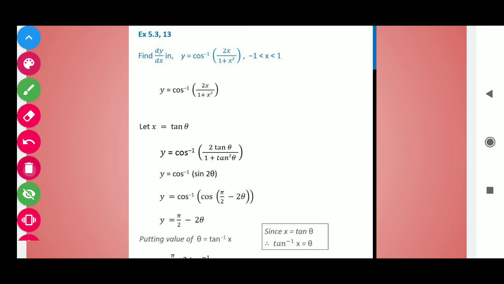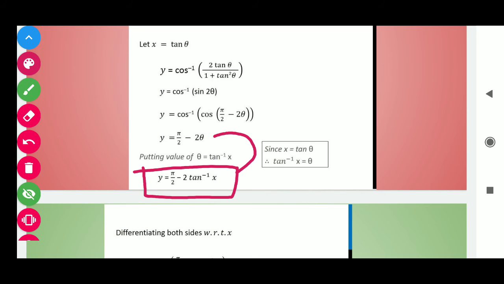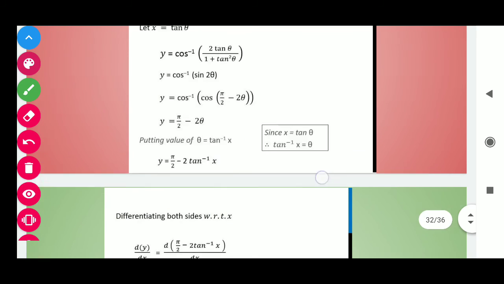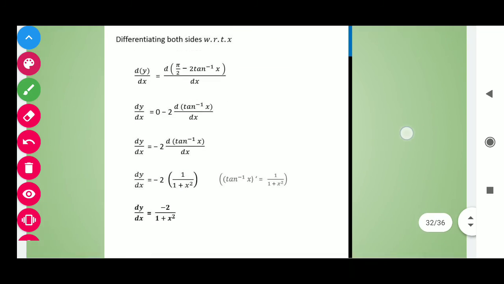And now here you can see that y is equals to pi by 2 minus 2 tan inverse x. We have put here the value of theta as tan inverse x. Now derivative with respect to x. So in this way we get derivative of pi by 2 is 0, minus 2 remain as it is, and derivative of tan inverse x is 1 over 1 plus x square. In this way you get the result dy by dx is equals to minus 2 multiply with 1 over 1 plus x squared. This is your required result.